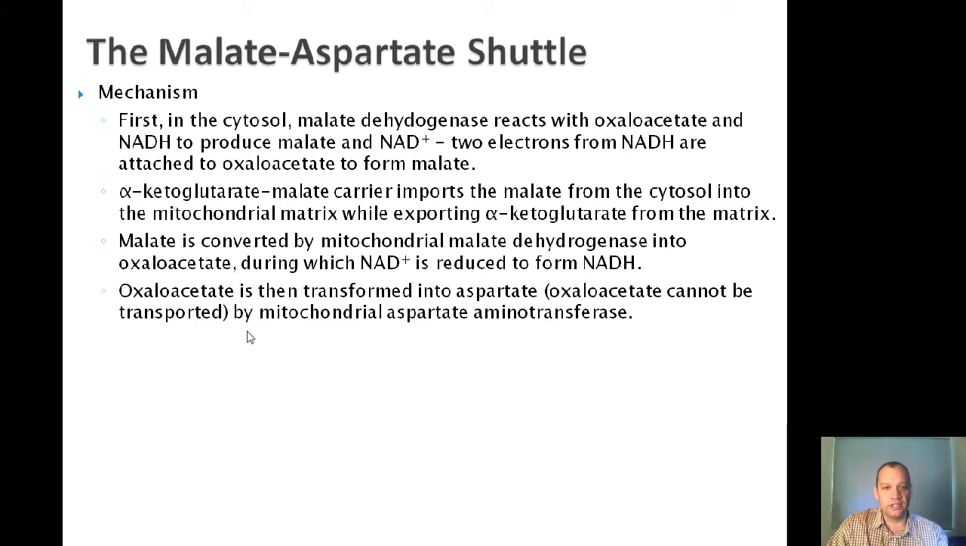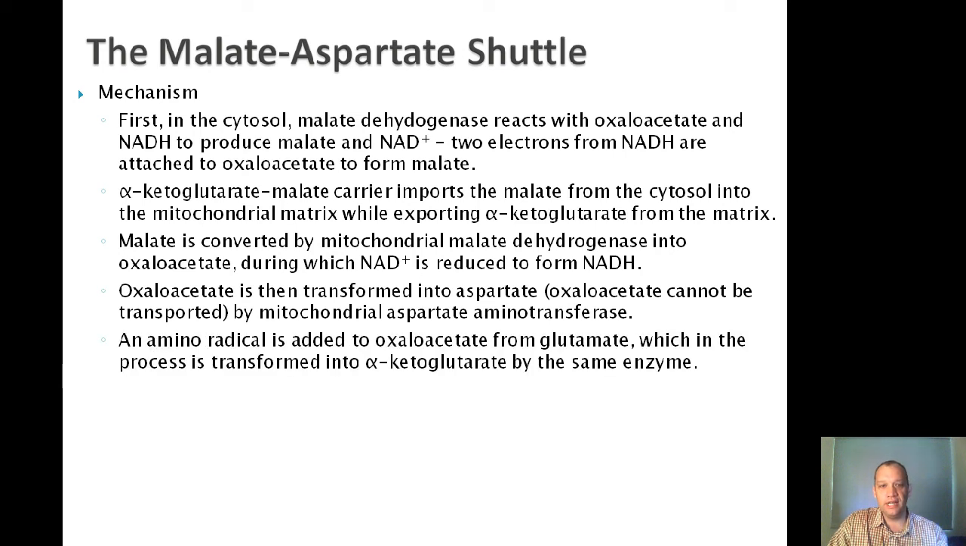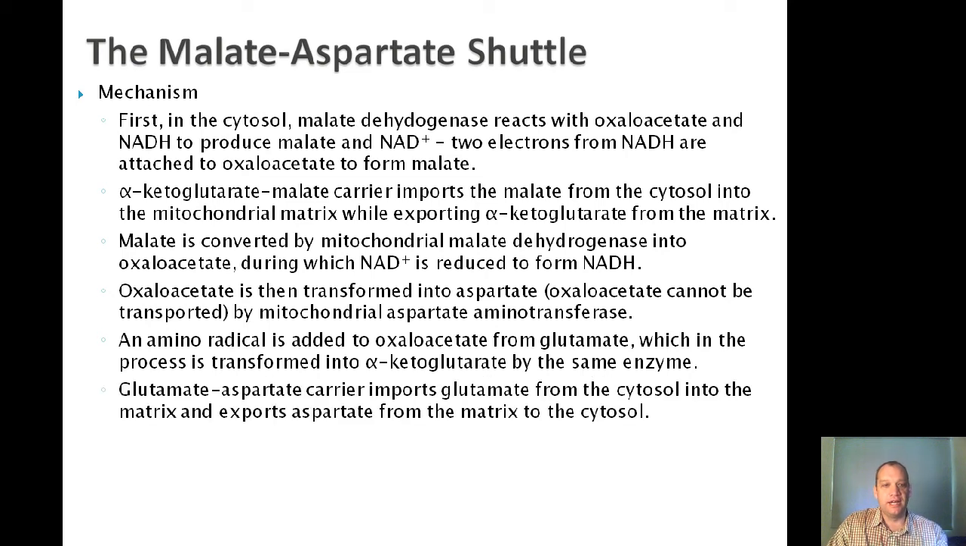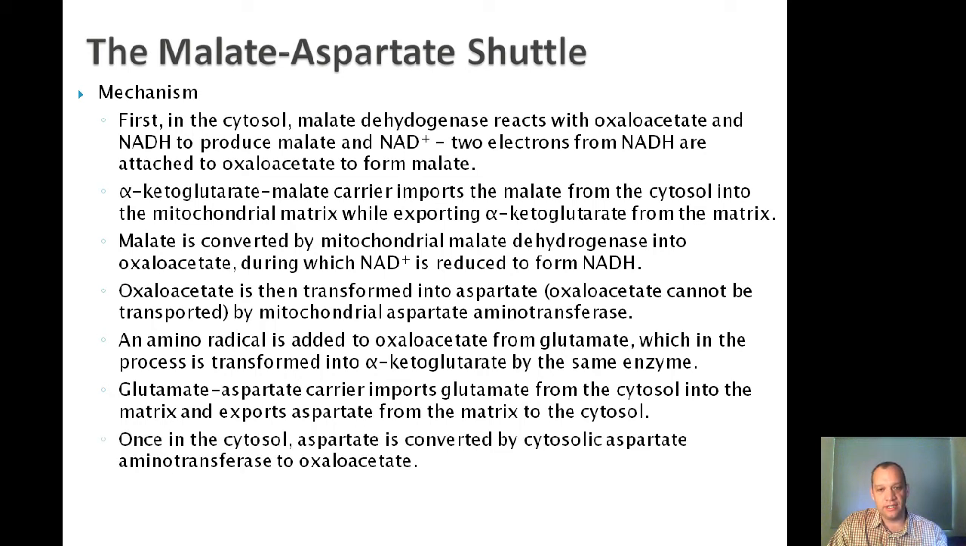To finish the shuttle, oxaloacetate is then transformed into aspartate, as oxaloacetate itself cannot be transported across the membrane, by the mitochondrial aspartate aminotransferase. An amino group is added to oxaloacetate to form aspartate, while glutamate in the process is transformed into alpha-ketoglutarate by the same enzyme. And now the glutamate aspartate carrier can import glutamate from the cytosol into the matrix and export aspartate from the matrix into the cytosol. Once in the cytosol, aspartate is converted by cytosolic aspartate aminotransferase into oxaloacetate.